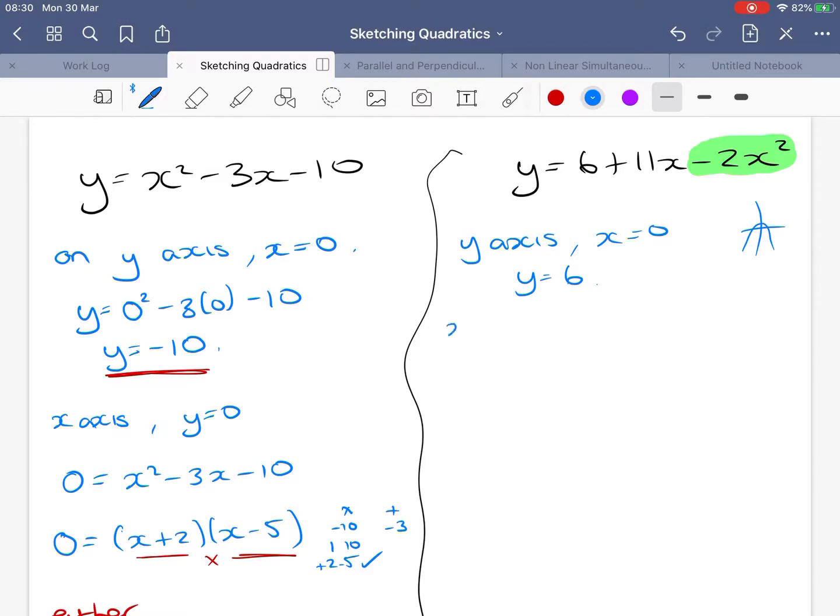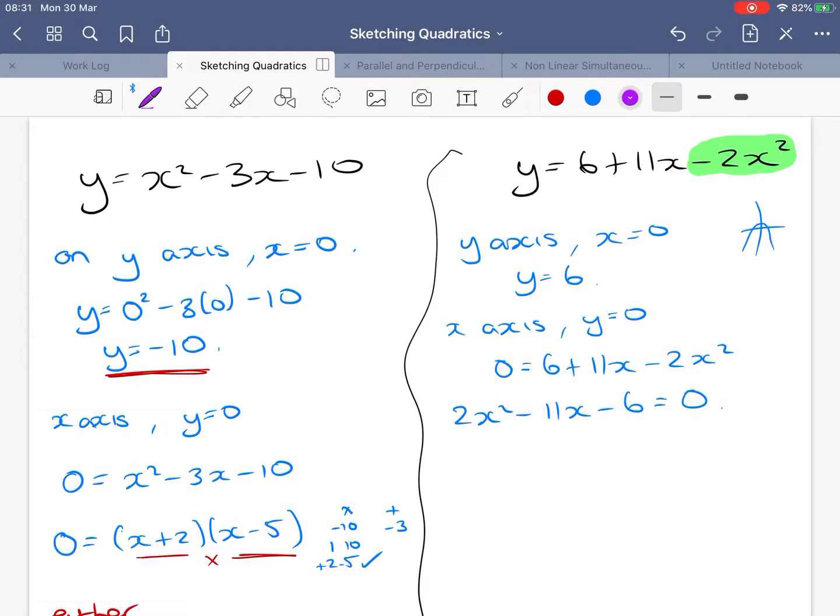So on the x-axis, y is 0, so we'll get 0 equals 6 plus 11x minus 2x squared. Now personally, I never factorise negative quadratics, so what I would do is add the 2x squared to both sides, take the 11x from both sides, and take away the 6 from both sides, and I'd end up with 2x squared minus 11x minus 6 equals 0. And I'm only changing that because I'm solving an equation. Okay, because it is equal to 0, I can do that.